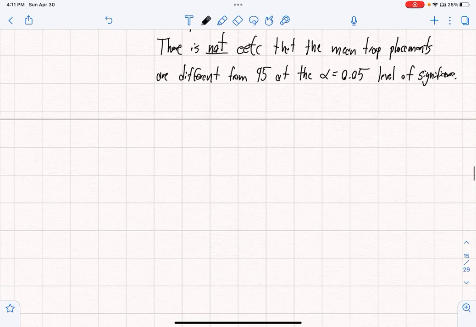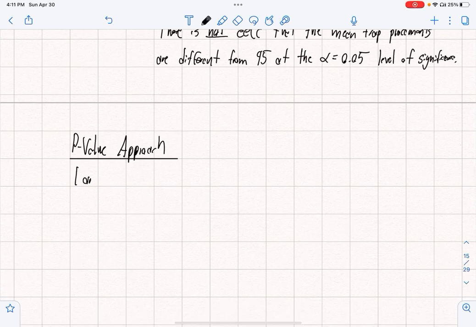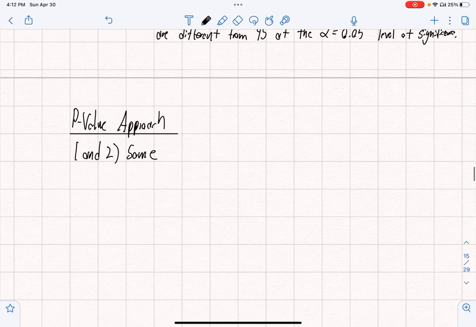Okay, now let's do the p-value approach. Okay, so steps 1 and 2 are the same. I'm not going to copy and paste them down here this time. So let's just go to step 3, which is the p-value.